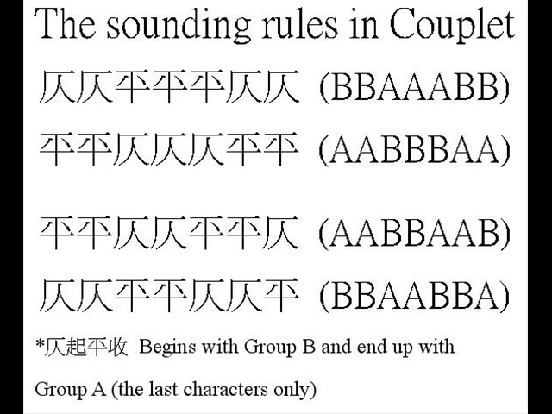Now the sounding rule is indeed giving some constraint to the couplet, so that there is some difficulty when you are writing a couplet, and as a result it is quite difficult. It means that if there is not any constraint, then the couplets become meaningless. That's why we need some sounding rules.